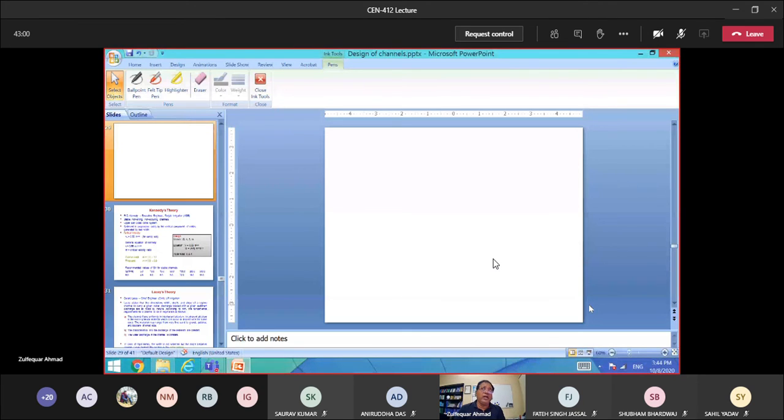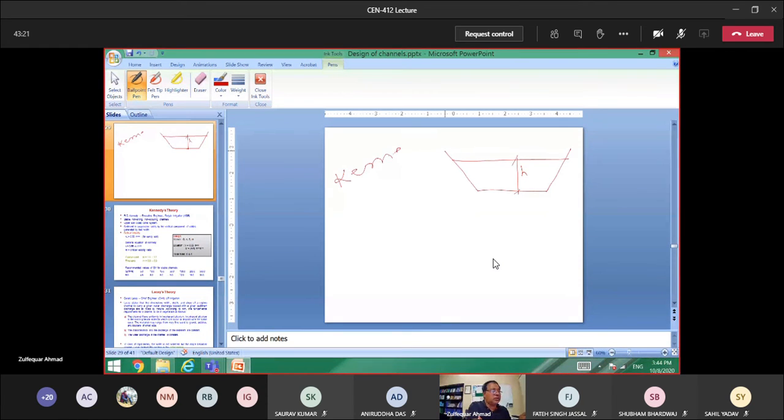And he related, you see, velocity with the depth of the flow, right? So if you see here, this is a channel, right, which is having the depth of the flow h. So Kennedy, you see, provided this, sorry.